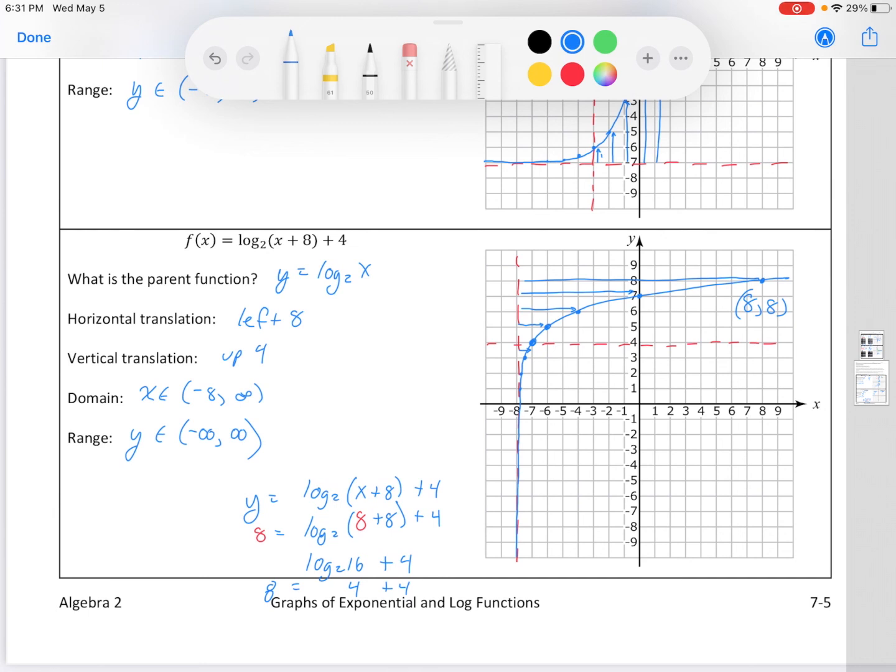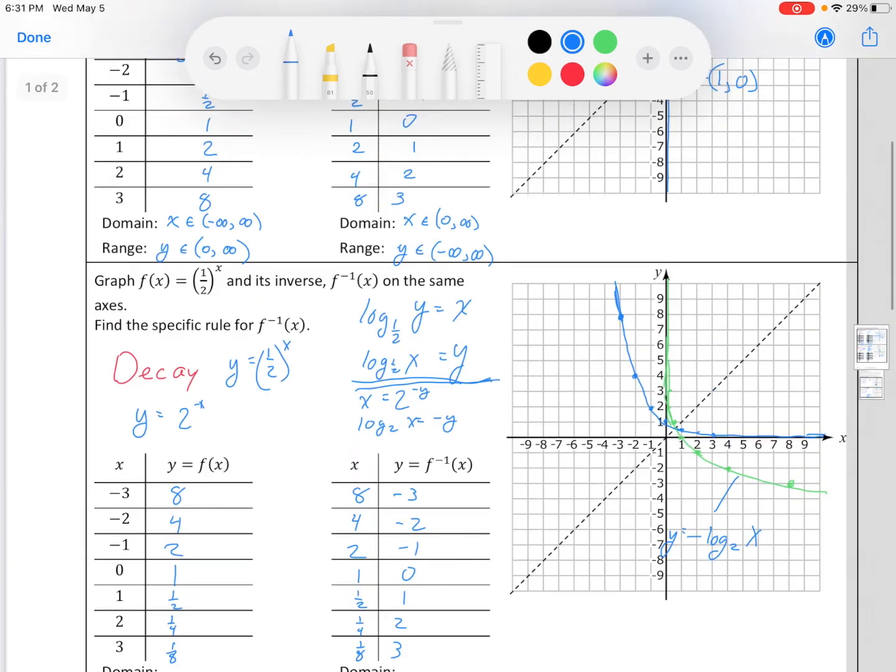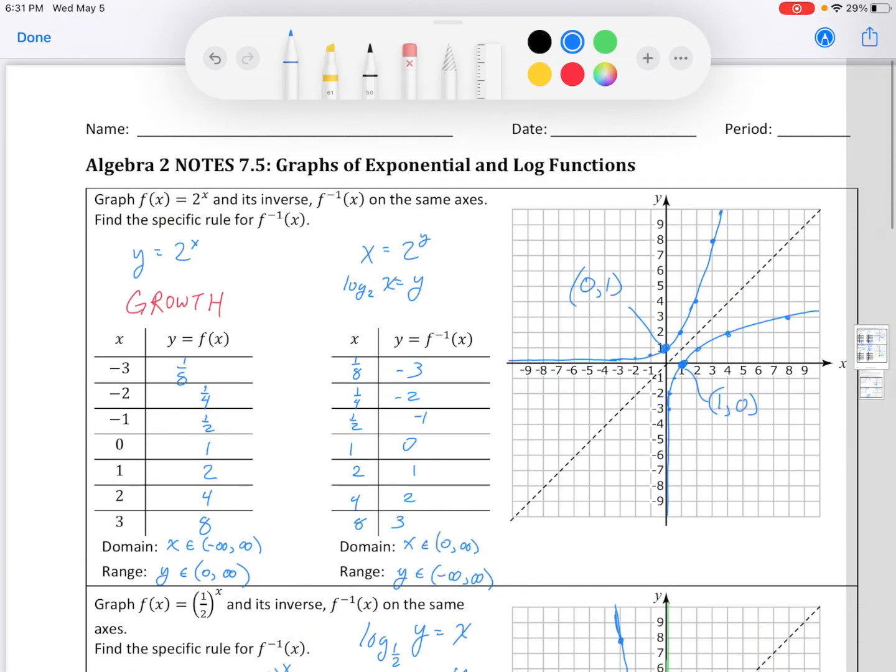So your assignment doesn't have a whole lot of these. It's just got a couple of exponential graphs and a couple of log graphs for you to graph for yourself. Good luck.